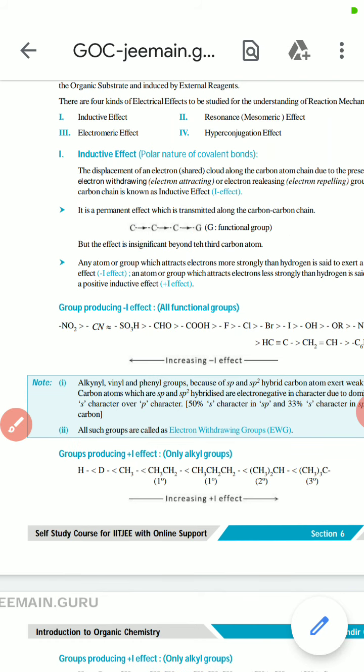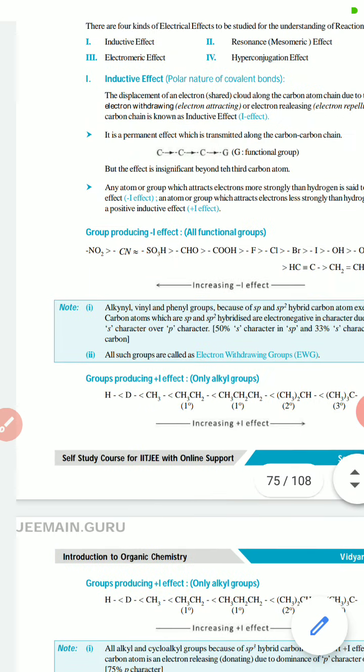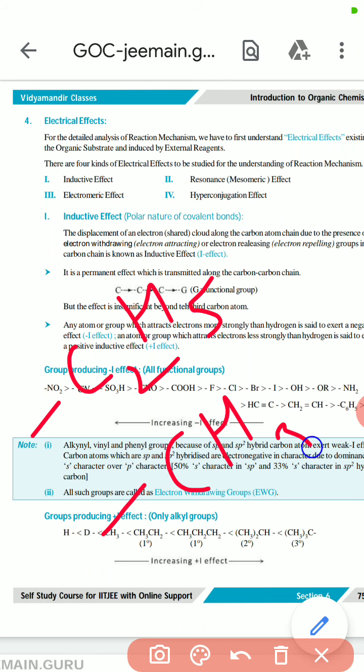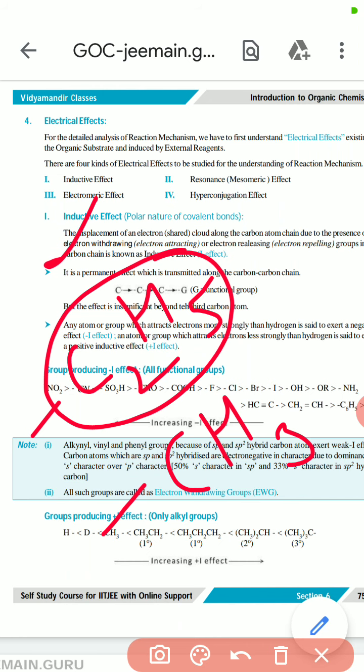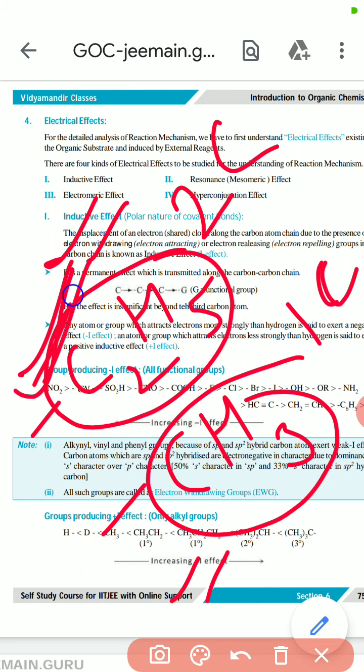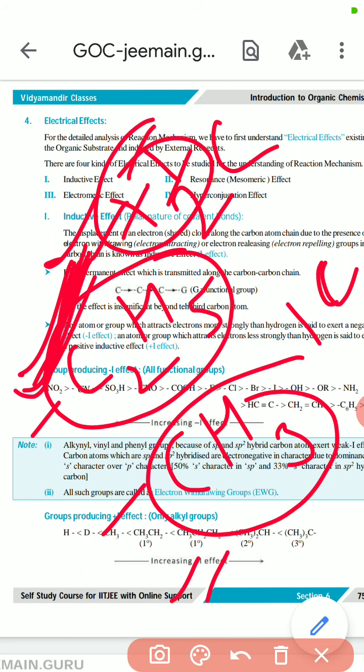There is another case: if the number of carbons is increased, then the plus I effect also increases. For example, suppose we have C2H5 and another CH3. C2H5 has 2 carbons and CH3 has 1 carbon. Both are 1 degree, but C2H5 has 2 carbons and CH3 has 1 carbon. So we can say C2H5 exerts a stronger plus I effect because it has more carbons.